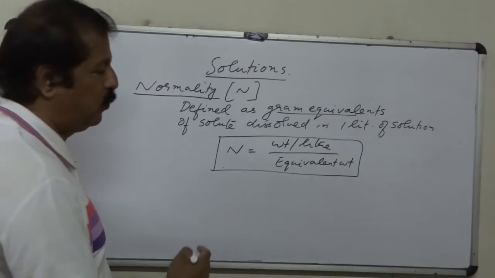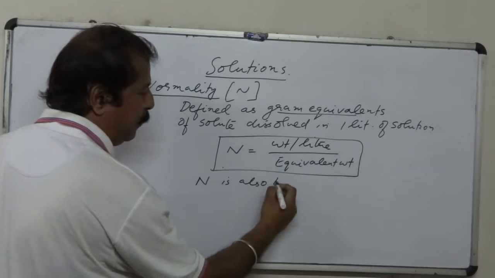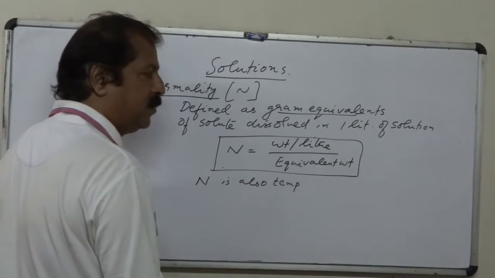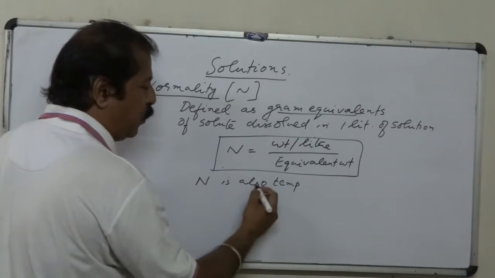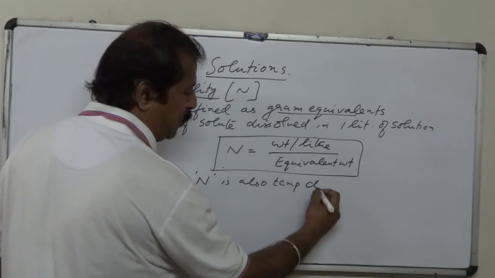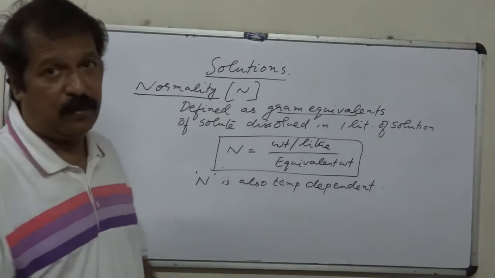Normality is also temperature dependent. I have told you in my earlier class there is a volume term, volume in liters. So whenever temperature changes, the volume changes. That is why as temperature changes, normality is also changing. So normality is temperature dependent.